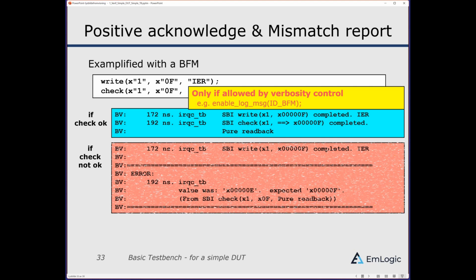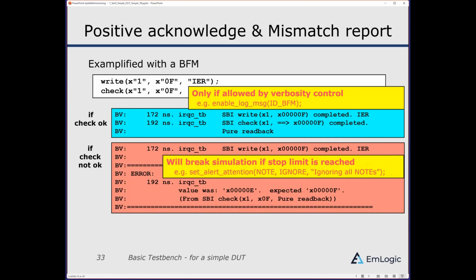And if we don't want to see this, we could in fact just remove that by using verbosity control. In this case, in UVVM, we use something called enable log message or disable log message on this ID BFM that we use for BFMs. If the check is not okay, then you would still get the SPI write as shown above. It's no problem at all.